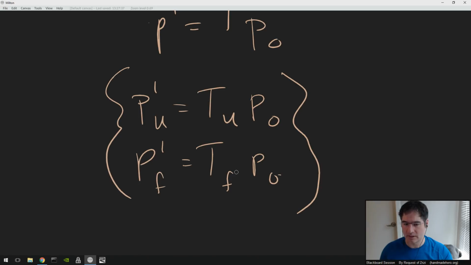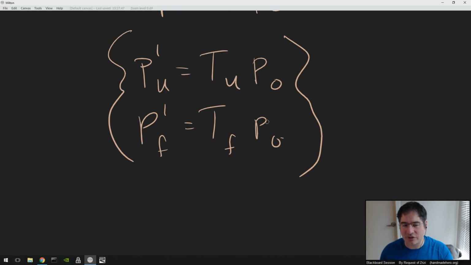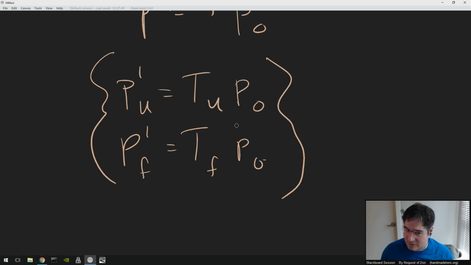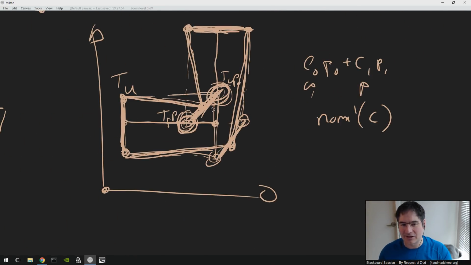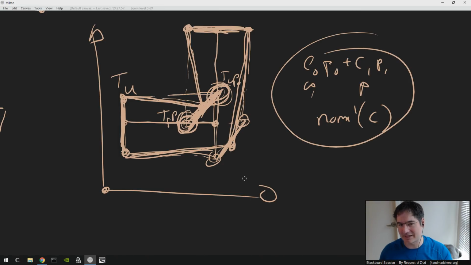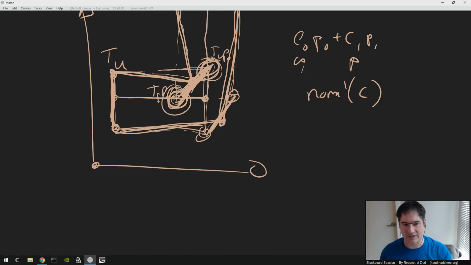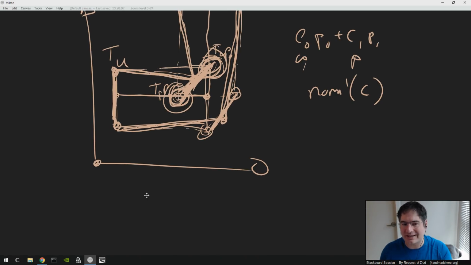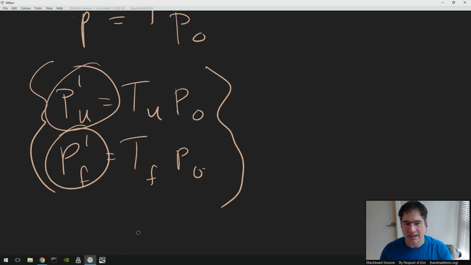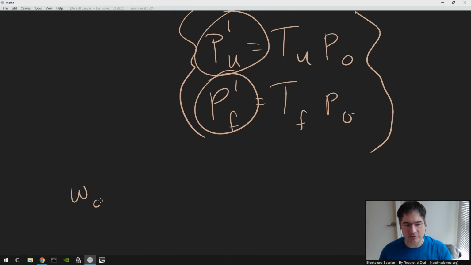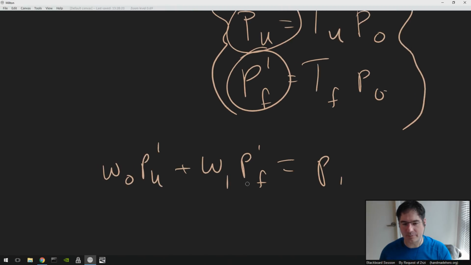Make sense? So if you look at these two equations, what do you think I'm going to do? Well, I just said, look at that line in between them. Doesn't it look like this? And the answer is, let's just use that equation. Let's take our two transformed points, which are here and here, and let's just produce a blend between them. Let's just do W0 times P prime U plus W1 times P prime F. That's our new final P prime.